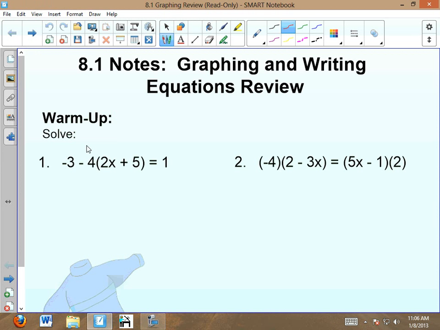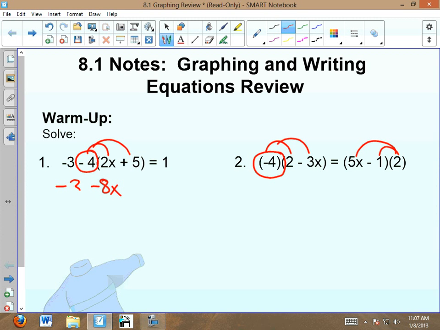We need to do distributive property. This is your distributor. It's on the outside of your parentheses with no sign between that number and your parentheses. So that means multiply it to everything inside your parentheses. Negative 4 times 2 is negative 8x. I just bring down my negative 3. Negative 4 times 5 is negative 20 equals 1.